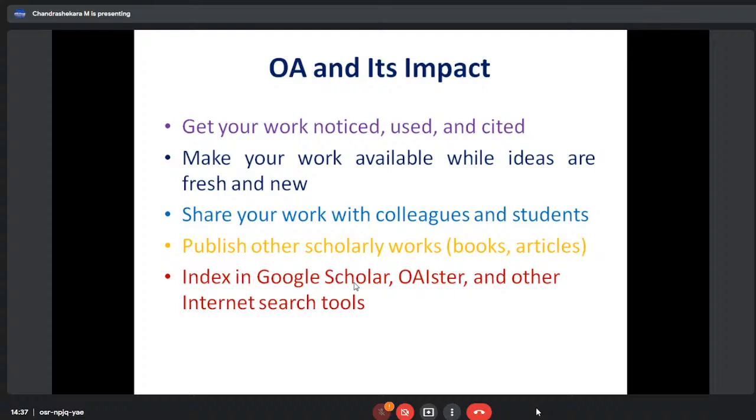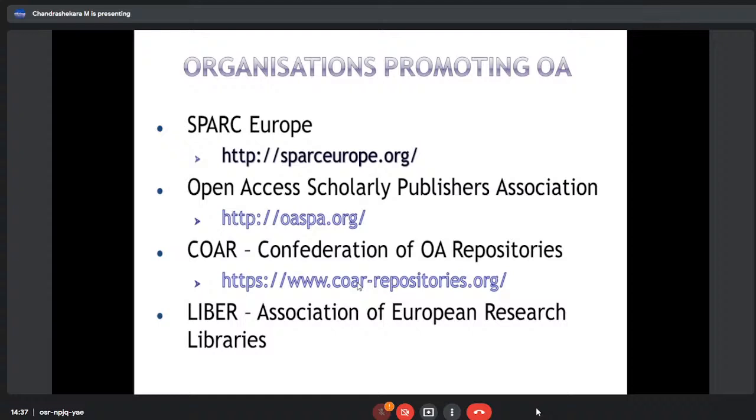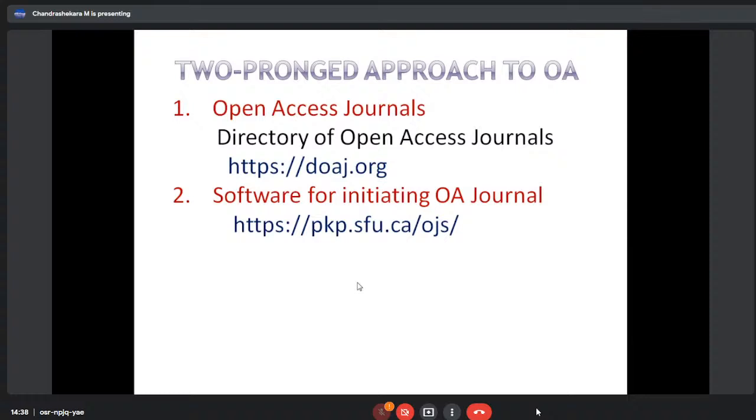Help them index in Google Scholar, OAIster, and other internet search tools, because normally it will be indexed in these. Organizations promoting OA, these are some of the important ones. If you want, you can write them down. One organization promoting OA is SPARC Europe, you can visit sparceurope.org. Then, Open Access Scholarly Publishers Association. Then the Confederation of Open Access Repositories. Then LIBER, Association of European Research Libraries. These are promoting OA, and they are doing a lot of research work and some innovative work in that.